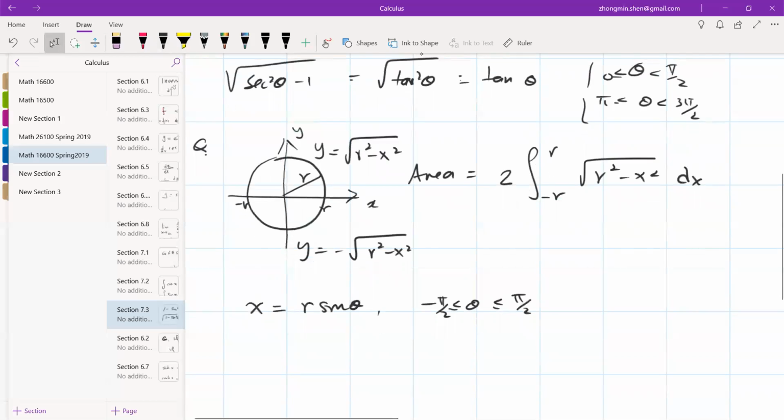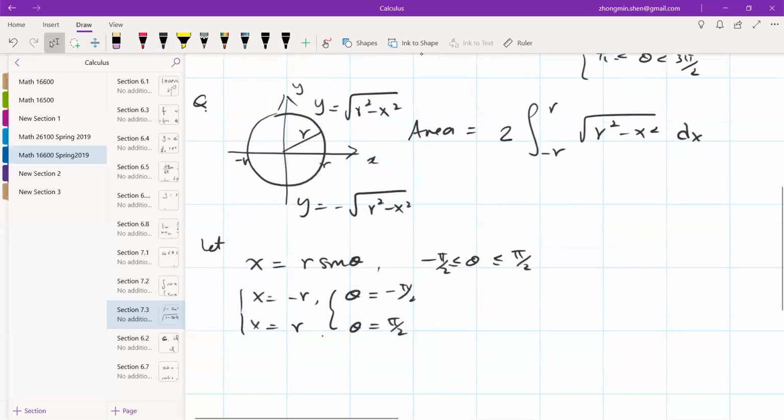So now you have this substitution. When x equals negative r, theta equals negative pi over 2, and when x equals positive r, theta equals positive pi over 2. So this is the correspondence. I also need to know that r squared minus x squared is going to be r squared minus r squared sine squared theta. You see? So you will get 1 minus sine squared theta.